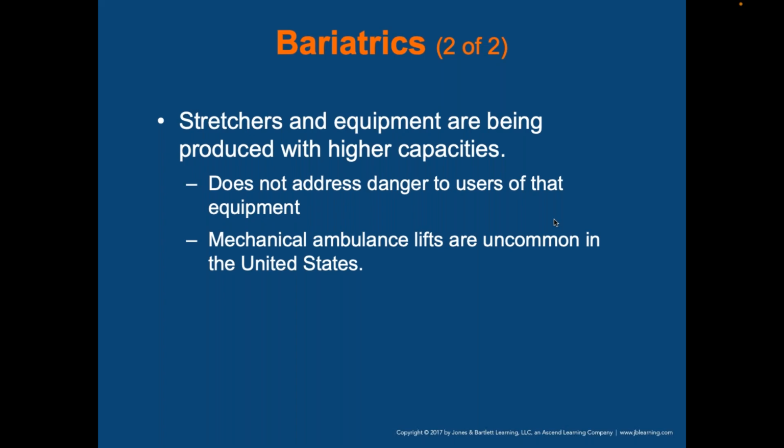Stretchers are being produced with higher capacities now, which makes it nice. The problem is, it's not so much the capacity and the weight, it's the width of the stretcher and whether it can fit. That's the biggest problem.